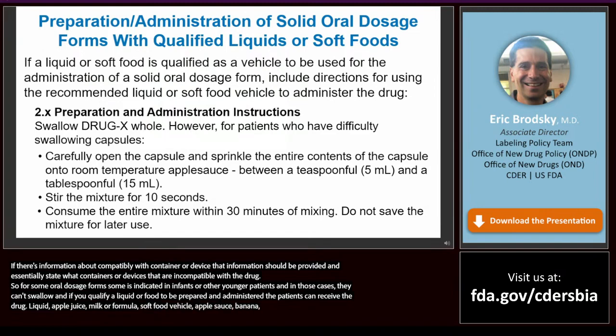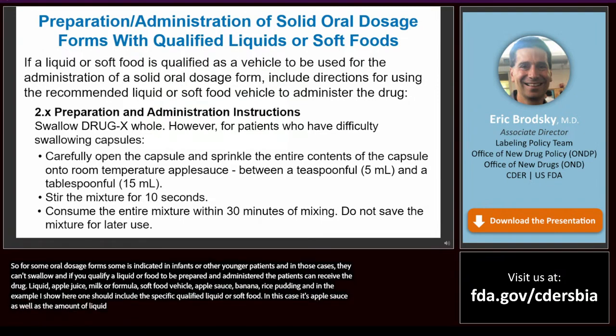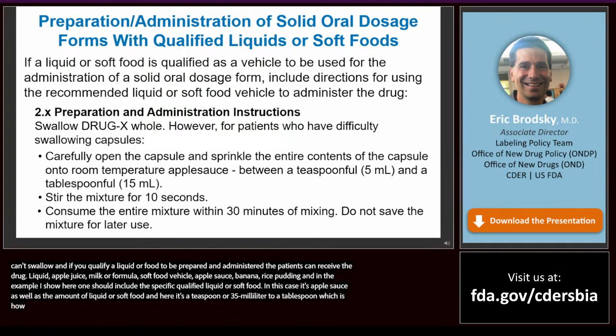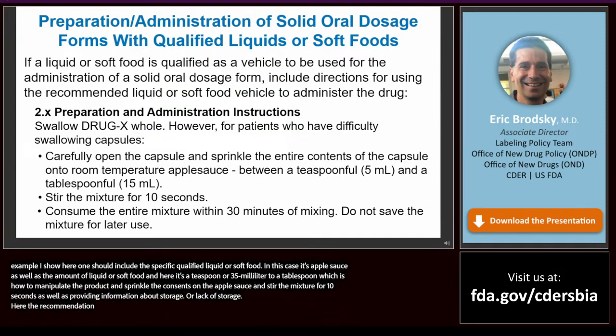And generally, in the example I show here, one should include the specific qualified liquid or soft food. In this case, it's applesauce, as well as the amount of liquid or soft food. And here it's a teaspoon or 5 milliliters to a tablespoon, which is 15 milliliters, as well as how to manipulate the product: carefully open the capsule and sprinkle the entire contents of the capsule onto applesauce, stir the mixture for 10 seconds, as well as providing information about storage or lack of storage. Here, the recommendation is not to store the product.